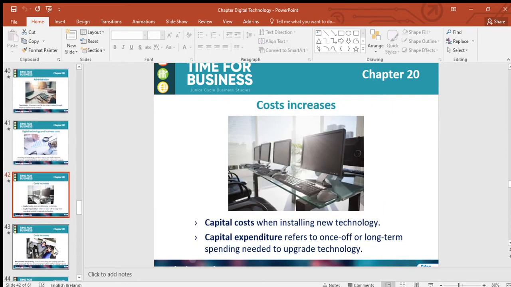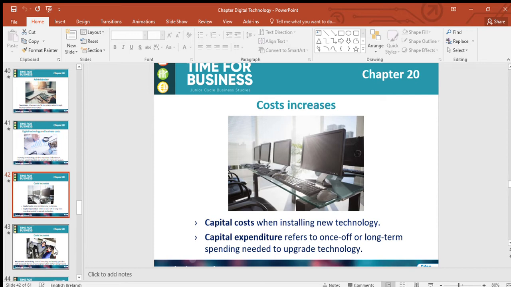So this slide, I'm going to get you to take this one down: capital costs and capital expenditure. Capital costs are when installing new technologies, and capital expenditure refers to once-off or long-term spending to upgrade them. So if I'm installing a new automated system to produce my computers, that's a capital cost. And if I have a long-term spending need to upgrade them, that's my capital expenditure. So spending money on maintaining my machines and upgrading them, every step of that process is capital expenditure. Capital costs are installing them.